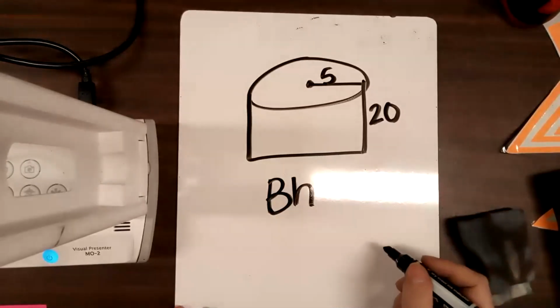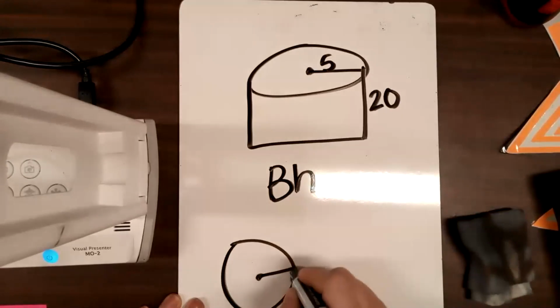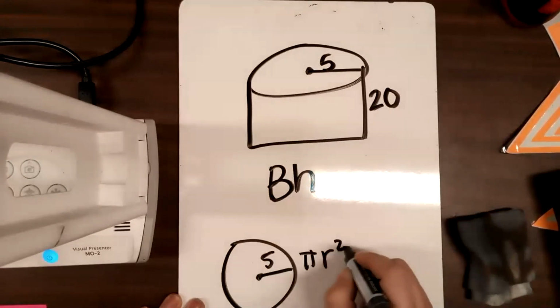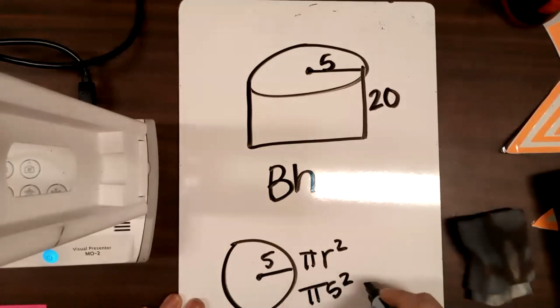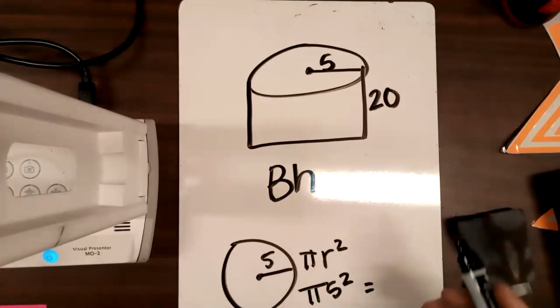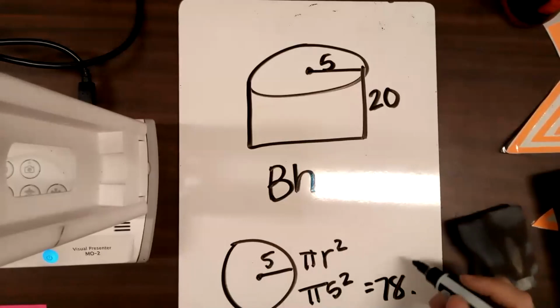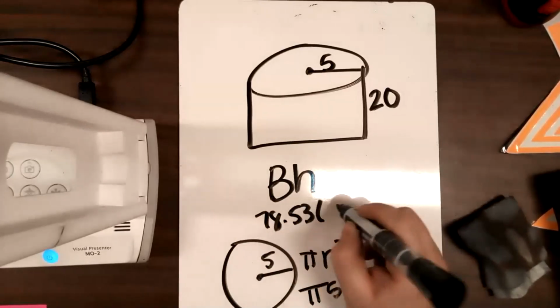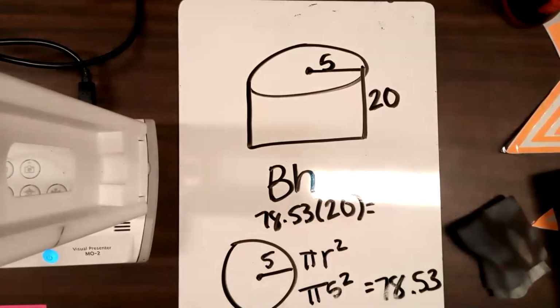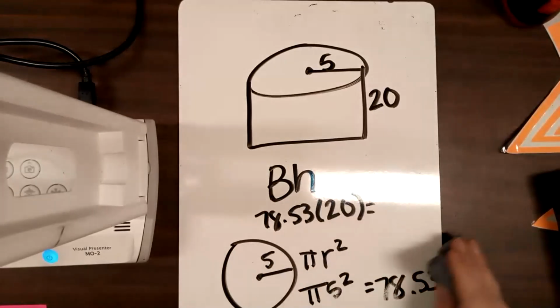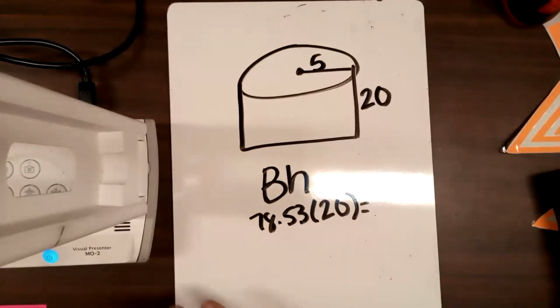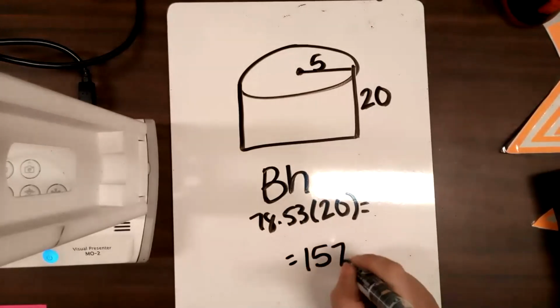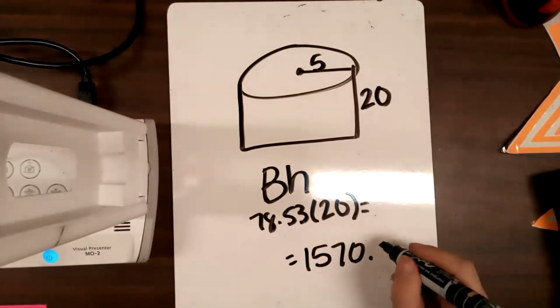All right, so it is big B times H. That's the formula. So that means we got to find the area of the base, which is pi r squared. So pi times 5 squared, which is, I haven't done that on my calculator yet. Let me do it real quick. 78.53. So we're going to do 78.53 times my height, which is 20. You multiply this together, and you get 1,570.79.